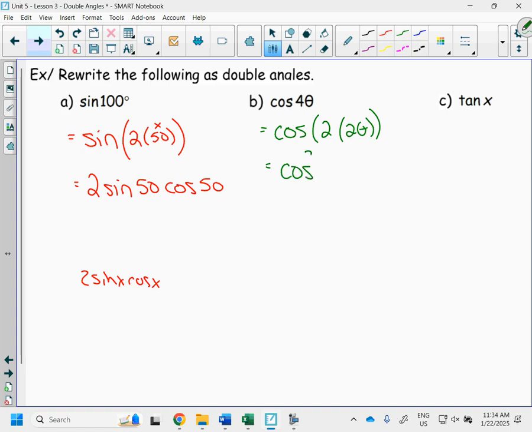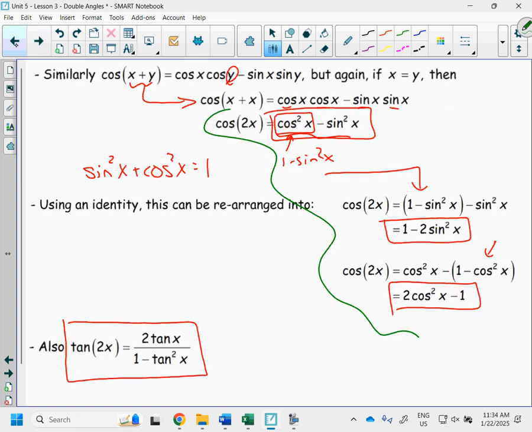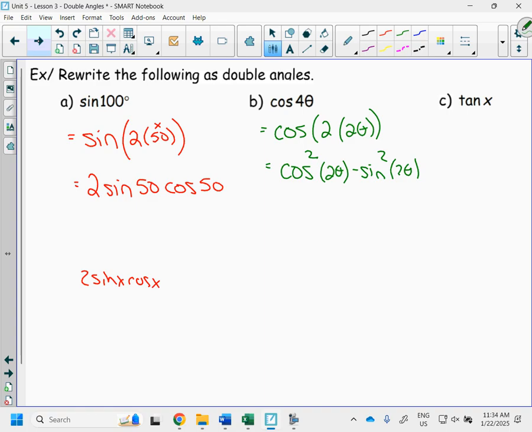So maybe cos squared of 2 theta minus sine squared of 2 theta. That's the first one. Or if you want to do one of the other ones, I don't know, try one just for random sake. This is also like saying 1 minus 2 sine squared of 2 thetas.